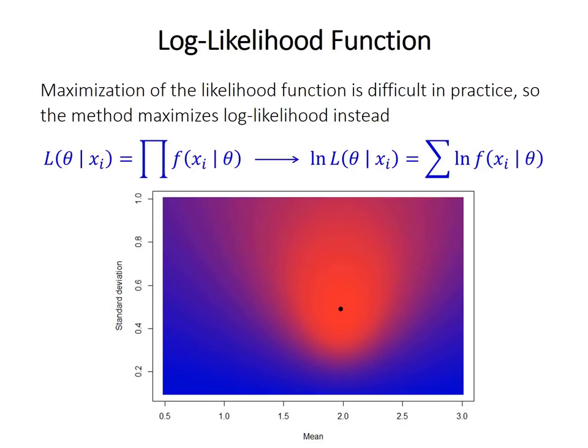So what we want to do is find the most likely parameter values given the data, but it turns out that maximizing the likelihood function is difficult. So we're going to maximize the log likelihood function instead. By taking the logarithm, we can get rid of the product symbol, capital pi or big pi, and instead use a sum. So the log likelihood, log L, of the parameters being true given the data is the same thing as the sum of the log probabilities of the data given the parameters.